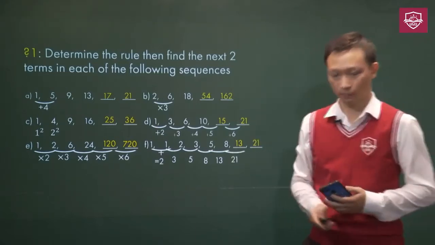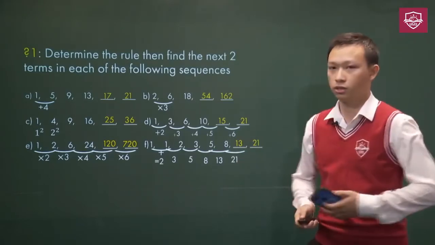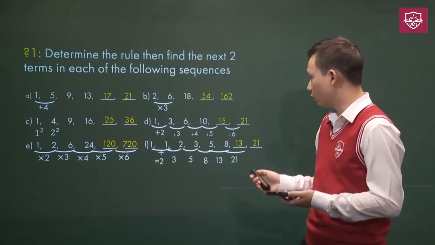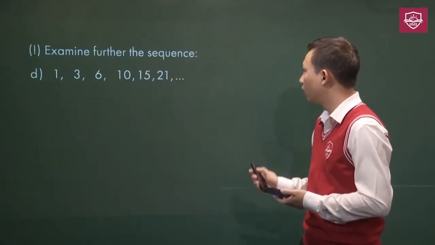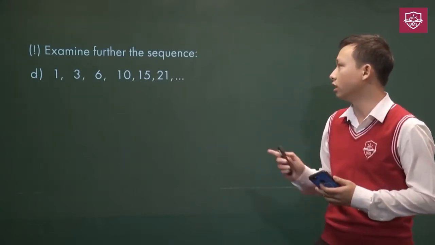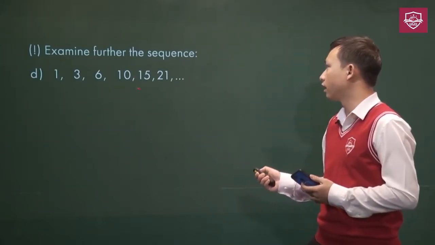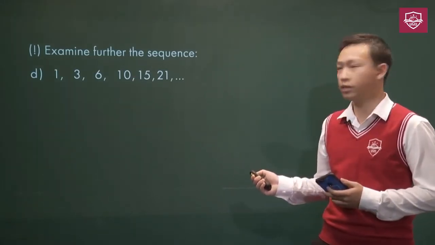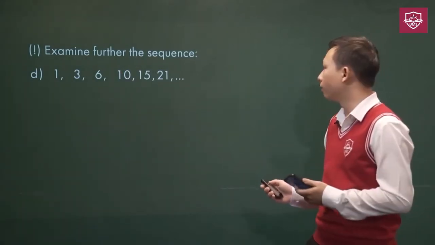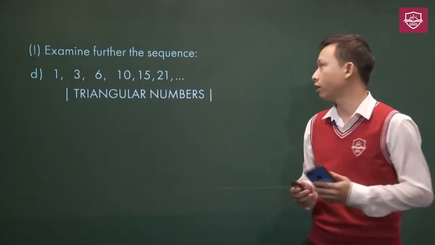Good job, everybody. Okay, so here we have some basic rules to determine some sequence, and you all have done very good. Okay, now I will allow you to examine further the sequence D here. We have 1, 3, 6, 10, 15, and 21. This is a very interesting sequence. It is the name of the triangular numbers. You may wonder why it is called triangular.